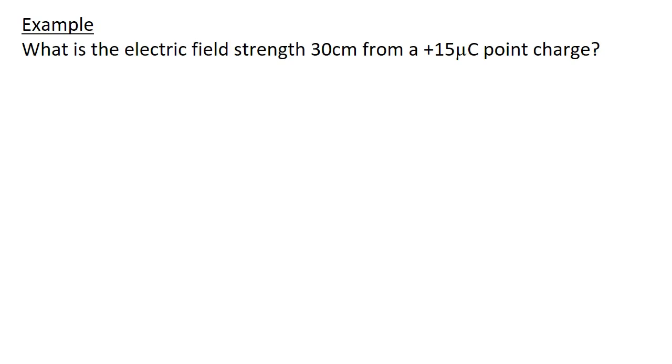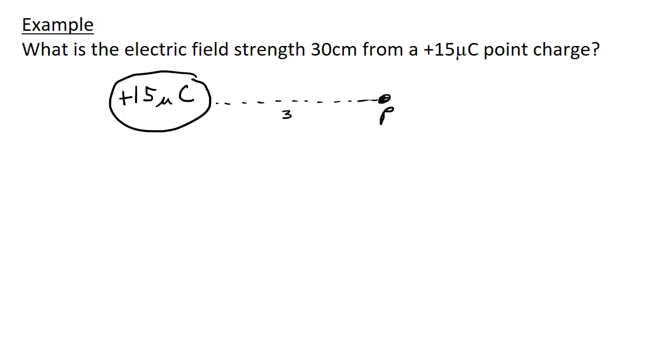So our example asks us, what is the electric field strength 30 centimeters from a 15 microcoulomb point charge? So we'll start off by drawing a picture so we can picture what we're dealing with. So we have a 15 microcoulomb point charge, and then I'm interested in a point P that is 30 centimeters away from this point charge. I don't know what the charge is at point P because we're just dealing with a point in a field. We're not dealing with another charge.